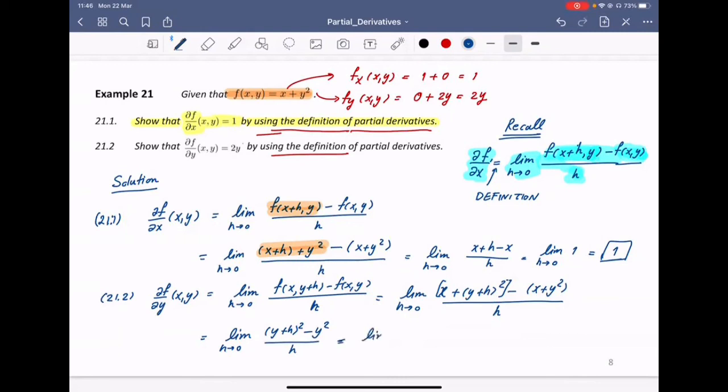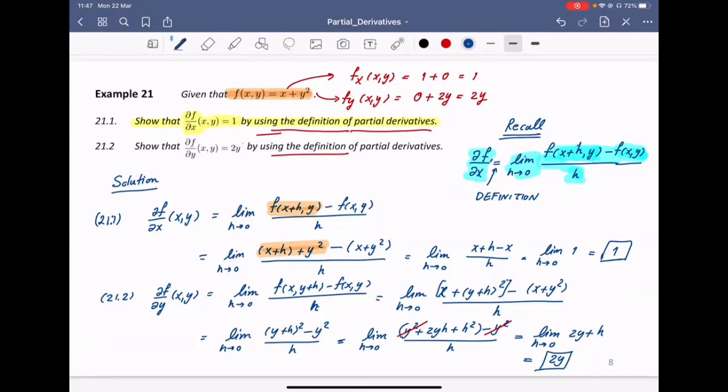Then you need to expand that square. So you get y squared plus 2yh plus h squared, minus y squared, over h, and something cancels out. The term you're going to have left is just the limit of 2y plus h, where h goes to 0. That will leave you just 2y, because the limit as h goes to 0 of h is just 0. So this is how you use the definition. Does it make sense? You use the definition only when I ask you to do so. Don't use it if I don't ask, because there will be only one question on the exam where I ask you to use the definition, just to check if you know it. Other than that, you can use the formula.